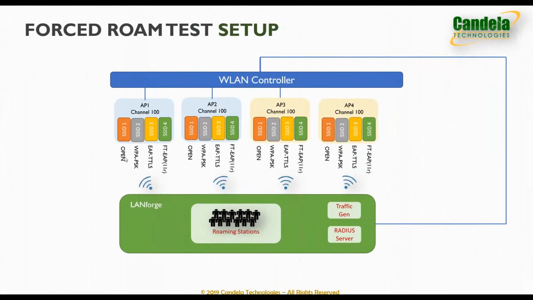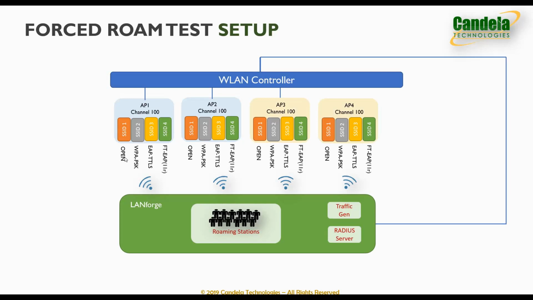So if you look at the setup itself, as I mentioned, I have 4 APs. All 4 of them are on the same channel to simplify the testing, and each AP has 4 SSIDs. There's an open SSID, and SSID2 does WPA2 pre-shared key. SSID3 uses EAP-TTLS .1x authentication, and it uses the proactive key caching method. And then SSID4, we have 11R or fast transition enabled with the .1x authentication.